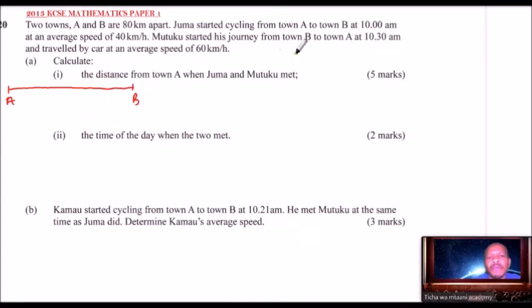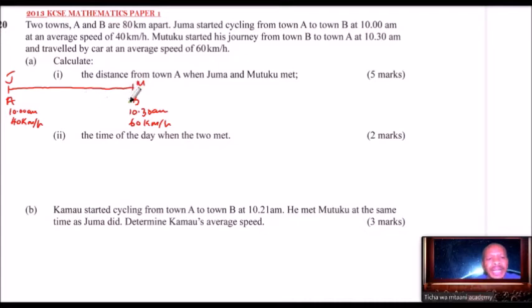So from the information given, we start with Juma. Juma started at A and began the journey at 10 a.m., moving at a speed of 40 kilometers per hour. Mutuku started at 10:30 a.m. and was moving at 60 kilometers per hour using a car. We are told the distance from A to B is 80 kilometers. When you have it displayed like that, it is easier to work out what is required.